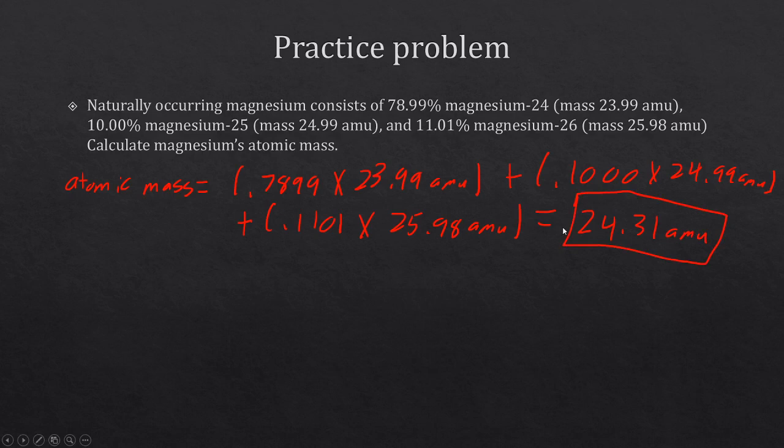A good sanity check on this answer is that it is by far the closest to the mass 23.99. Since 79% of the magnesium is that mass, it makes sense it would be close to that. Only having 20% with a larger mass means it's not going to pull us as close to those. It would be strange if you got an answer like 25.8, since only 11% is magnesium-26. So that's a good check that it reasons out and makes sense that this would be the answer.